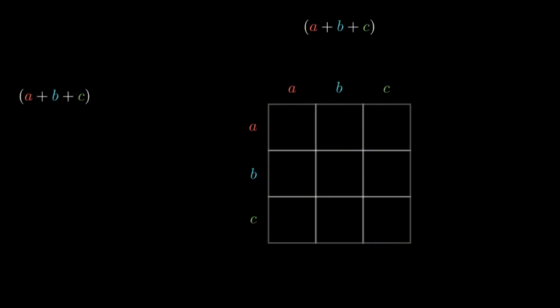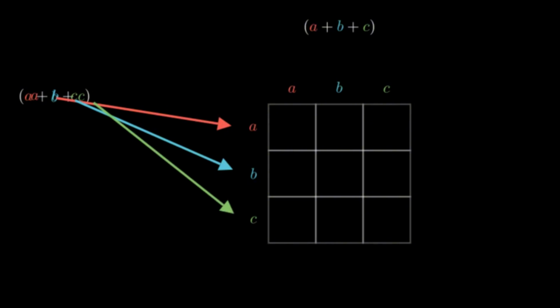Let's identify the individual terms in our first factor and connect them to the corresponding rows in our grid. The a term will correspond to the first row, b to the second row, and c to the third row. Similarly, let's identify the terms in our second factor and connect them to the corresponding columns. The a term will correspond to the first column, b to the second column, and c to the third column. Each intersection in our grid will represent a multiplication of one term from each factor. Now we can fill in each cell with the product of its corresponding row and column terms.